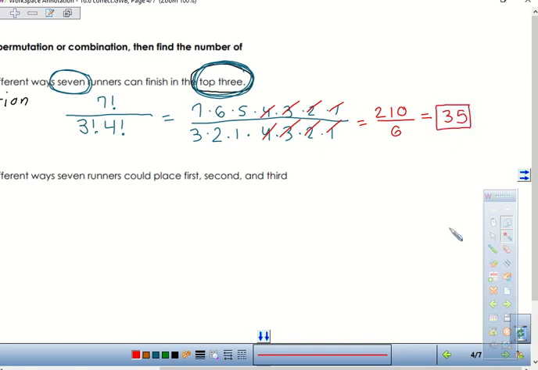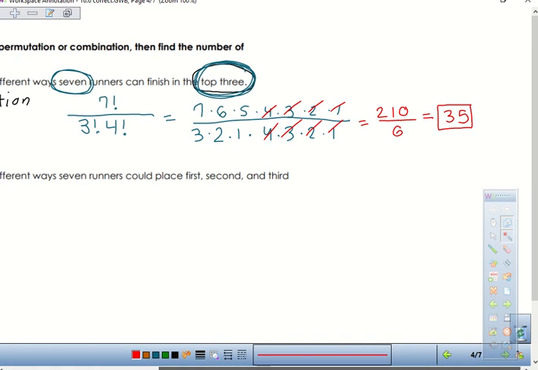So what the 35 means in context is, if we have 7 runners, and we know that we're going to pick a top 3, there's 35 ways in which the top 3 can occur with those 7 runners. Okay? So any questions about that?